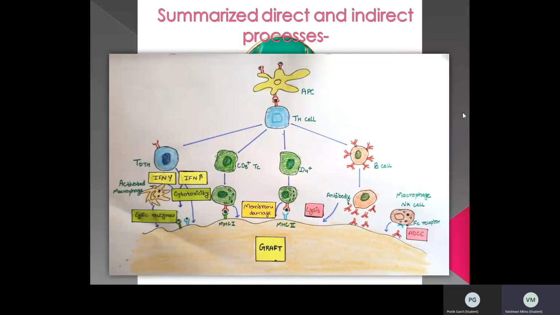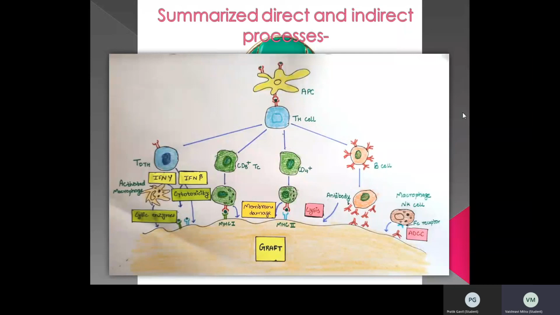Now, second is the CD8 plus cells, which are the TC cells. The CD8 plus cells are recognized by MHC class 1. When they are recognized, they are going to damage the membrane and then cause graft rejection. The third one is CD4 plus cells. These CD4 plus cells are recognized by MHC class 2, and they are also going to do the same.